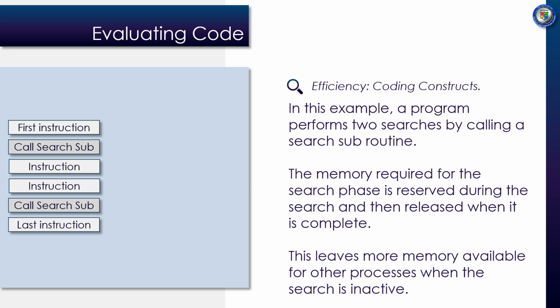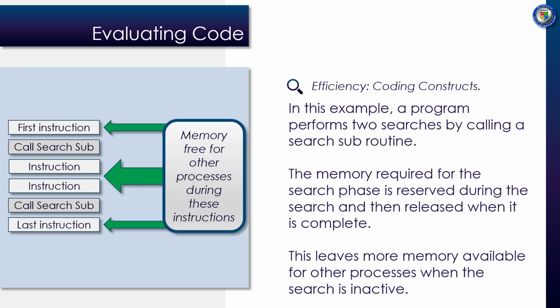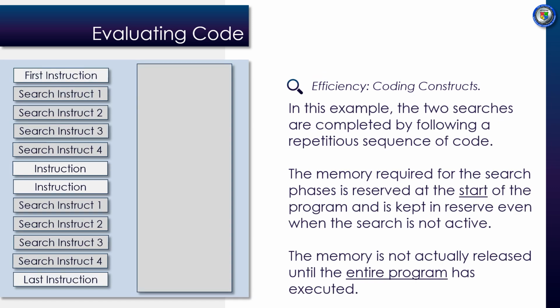Again, this leaves more memory available for the other processes when the search is inactive. In this example, the 2 searches are completed by following a repetitious sequence of code. The memory required for the search phases is reserved at the start of the program and is kept in reserve even when the search is not active. The memory is not actually released until the entire program has been executed.